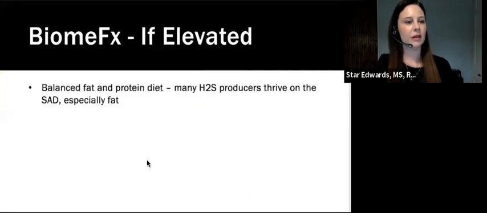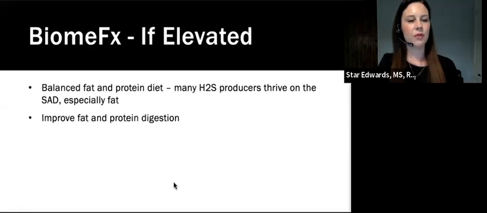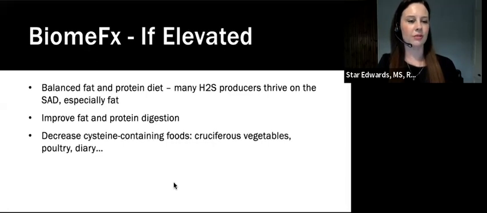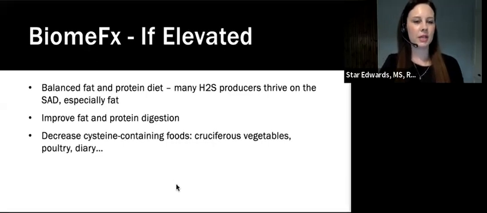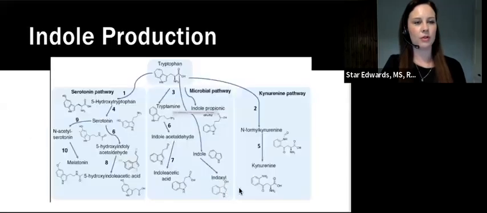So what to do about it? It's important to have a balanced diet that's balanced in fat and protein because many hydrogen sulfide producers thrive on the standard American diet. Improve fat and protein digestion. If they have a perfect diet, they're probably not digesting their fat and protein very well. Decrease cysteine-containing foods like cruciferous vegetables, poultry, and dairy, and use Mega Marine to help decrease that Bilophila wadsworthia.